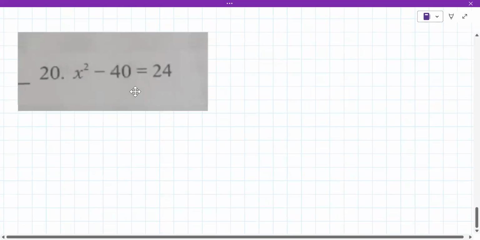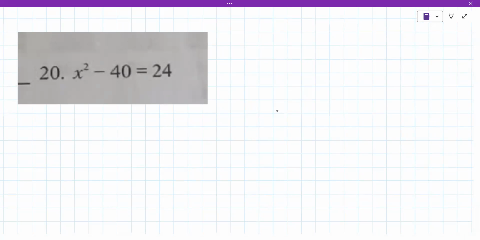Number 20. Going back to 20. This is another quadratic, but it's different than the previous ones. Rather than talk about why, we're just going to do it here. We're going to add 40 to both sides to undo negative 40. We're going to add here to get 64. X squared equals 64. All right, this is not the answer, but this is leading us to the correct answer.